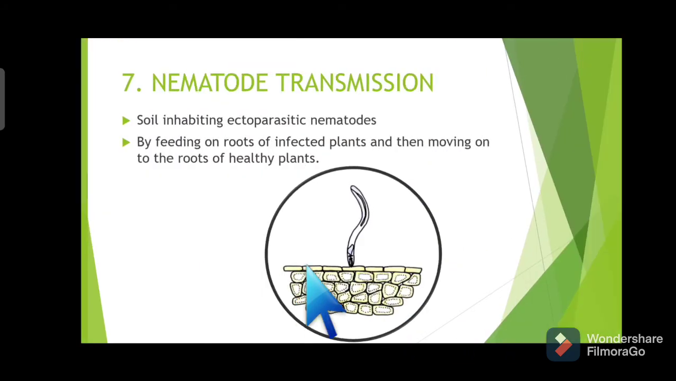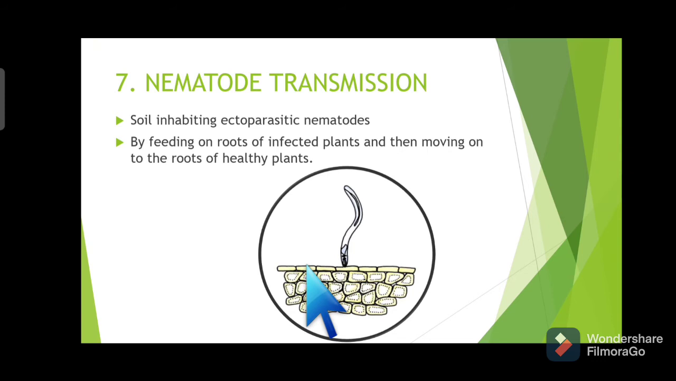The next type of transmission is nematode transmission. About a dozen plant viruses have been reported to be transmitted by soil inhabiting ectoparasitic nematodes. Ectoparasitic nematodes are those parasitic nematodes which feed on the external plant parts. That is why they are known as ectoparasitic nematodes.